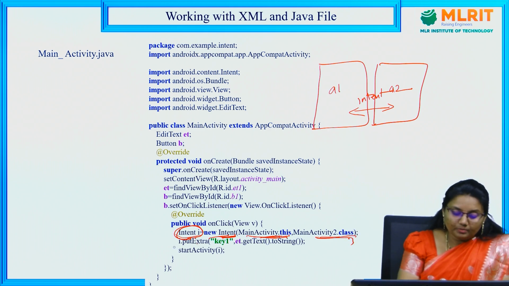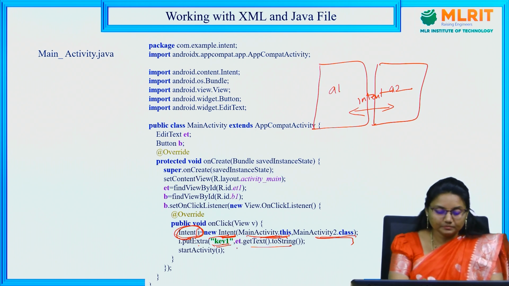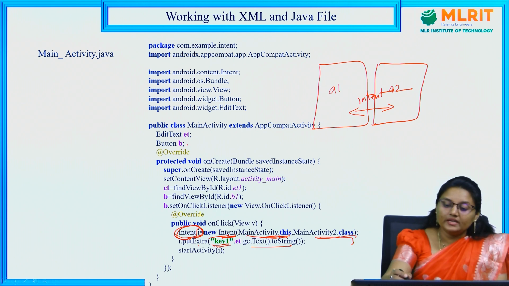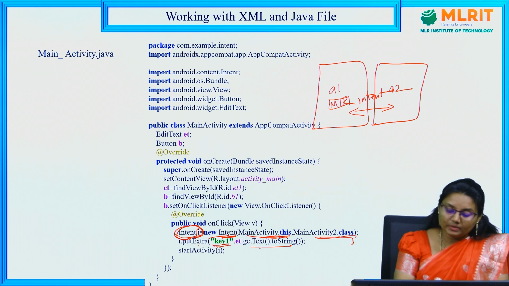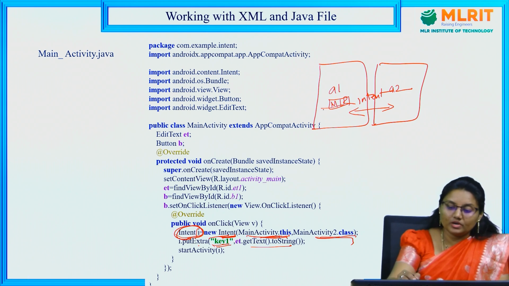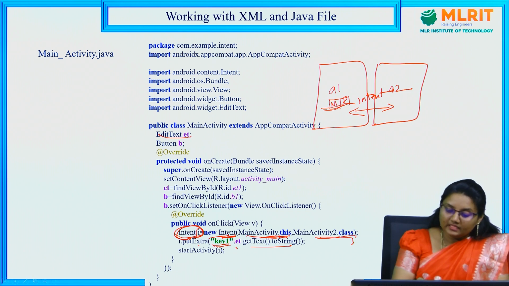So i.putExtra. I is an object for your intent. putExtra will take two parameters. One is the key for the text that you are going to display. EditText is where it takes some text, right? Say suppose MLR. When I give MLR, the text you have entered will be retrieved by ET, stored in the ET of my EditText, and that object will convert it to string, so .toString.